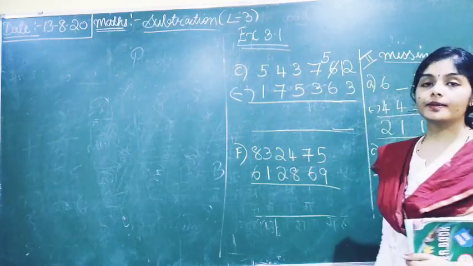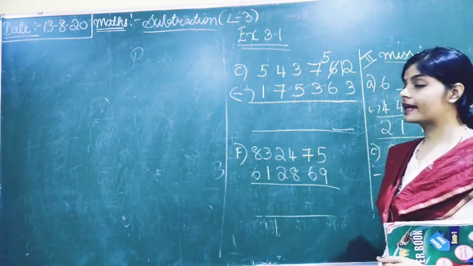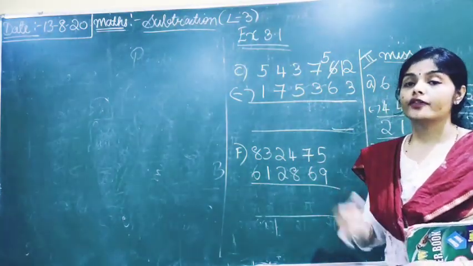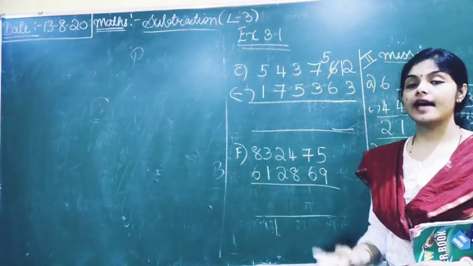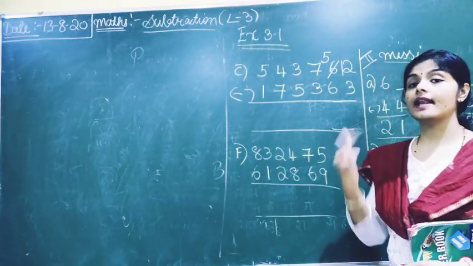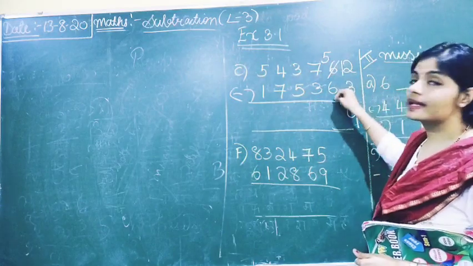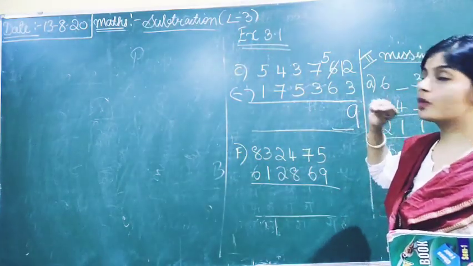3 minus 12? You can subtract. After 3, I'm telling, after 3: 4, 5, 6, 7, 8, 9, 10, 11, 12. How much? 9. Can you subtract 5 by 6? No, 5 is small, 6 is big.